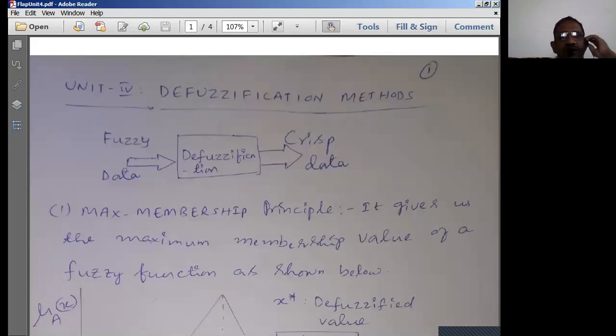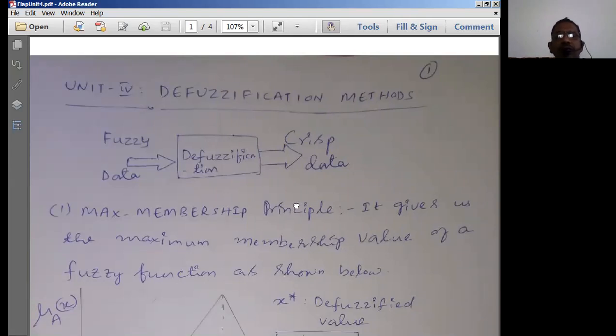So, in today's session, I just wanted to go with unit number 4, because unit number 4 is the easiest unit to score in the end examination. It has around 6 to 7 methods, that's all. All the methods are going to be very, very simple methods of defuzzification. So the fourth unit comprises the defuzzification methods.